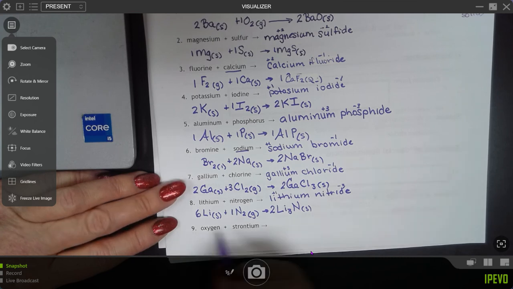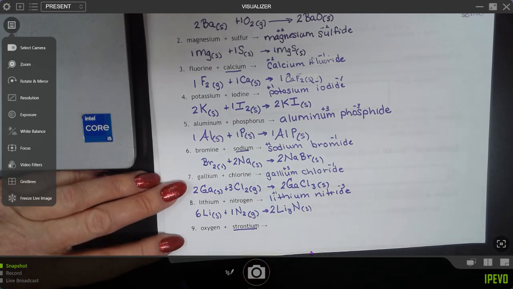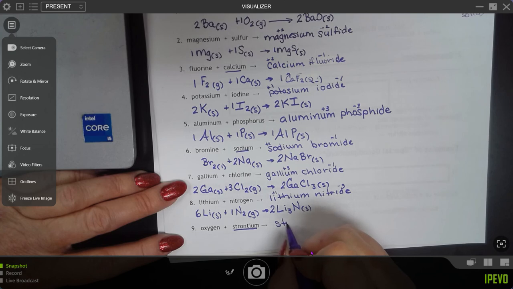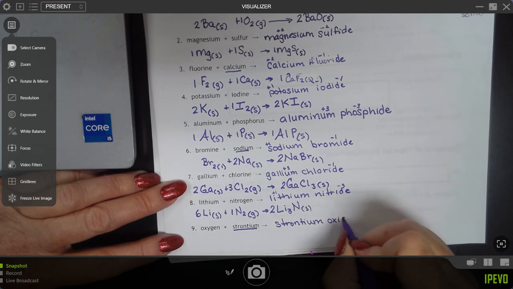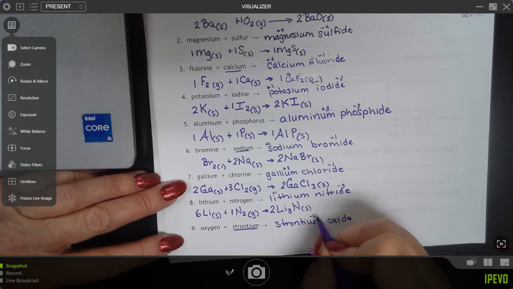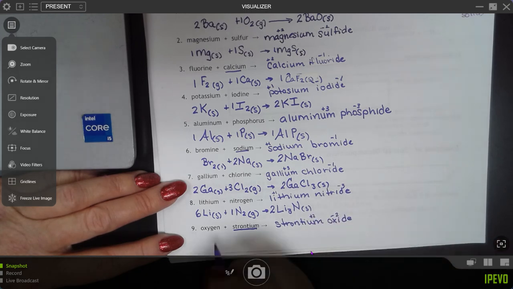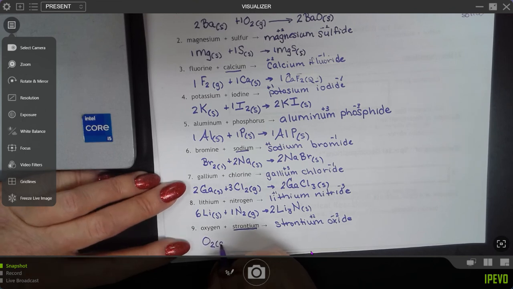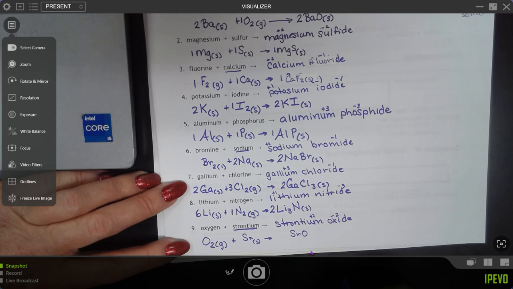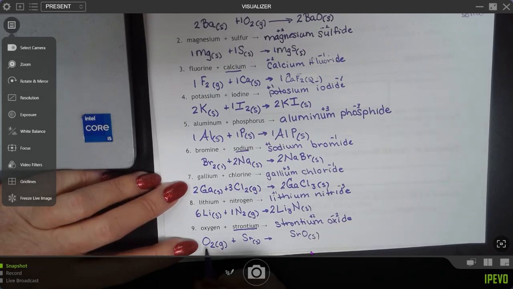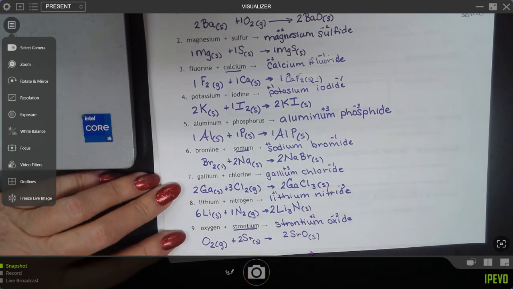All right, oxygen and strontium. Strontium is the metal, so we end up with strontium oxide. Strontium is +2, oxide is -2. So we have O2, oxygen gas, plus strontium, Sr, solid, which reacts to give us SrO, solid. We need a 2 because of the 2 oxygen, which means we need a 2 in front of strontium.